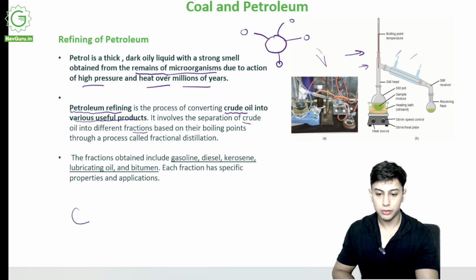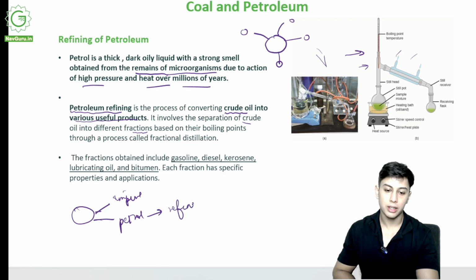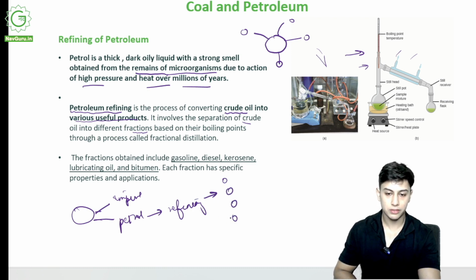Supposedly now I have crude oil. I will separate impure substances. I will obtain petrol. This petrol will go for refining. I obtain bitumen, I obtain wax, and a lot of other things.